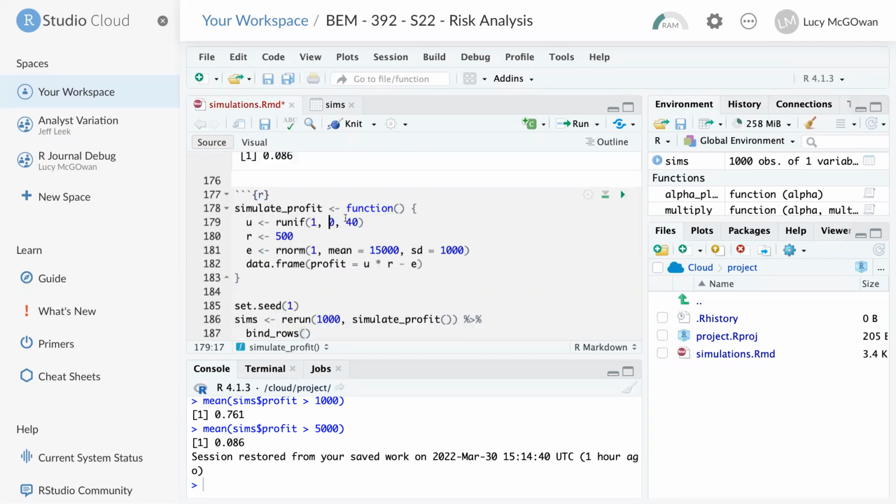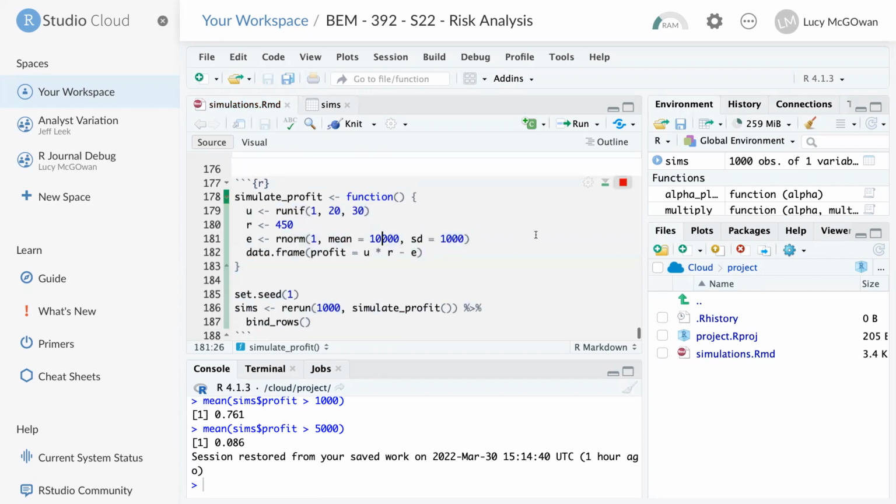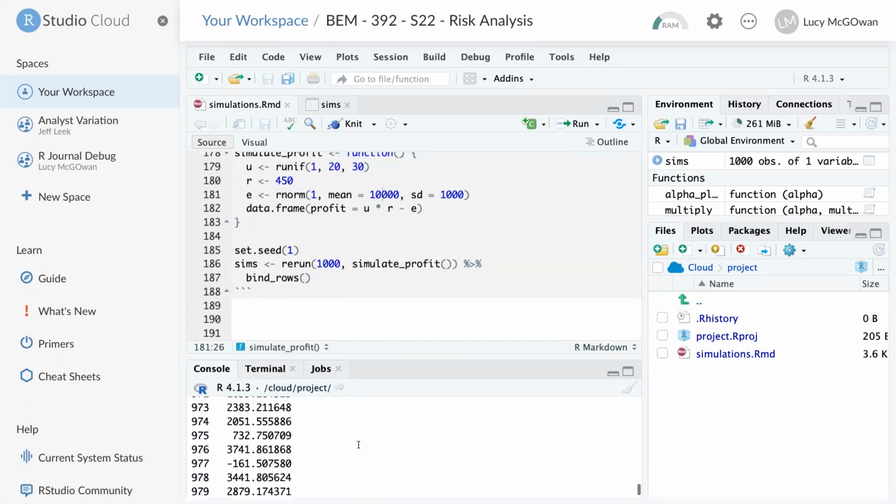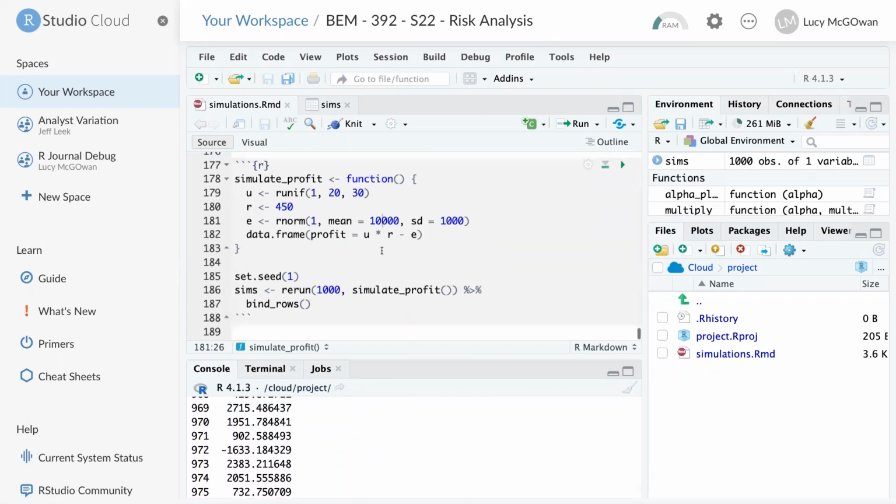And I'm going to change this. So instead of a random uniform from 30 to 40, it's going to be 20 to 30. My rent now is $450, and my expenses have an average of $10,000. So I can run this and generate those simulations. And so now I can look and see kind of what my profit is.